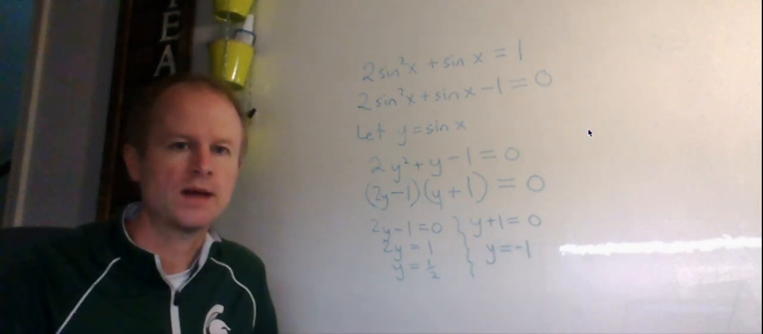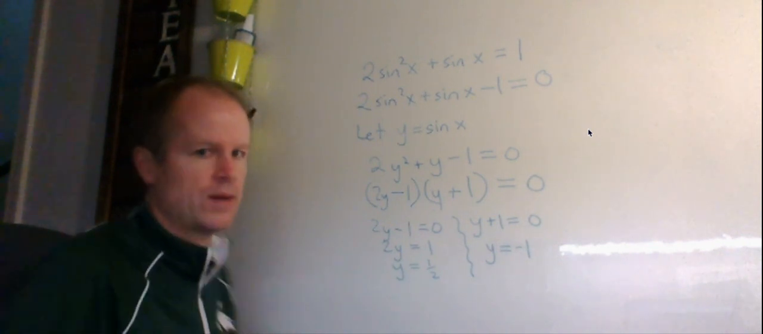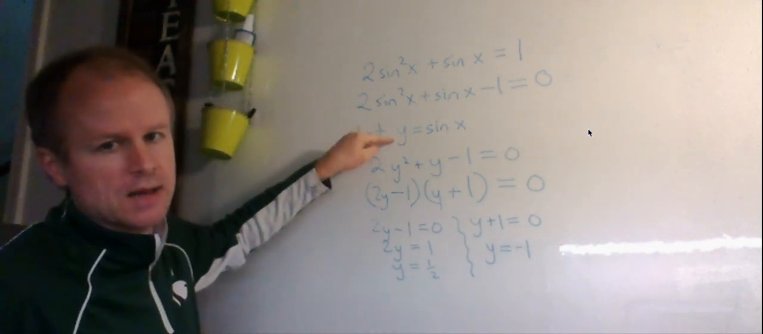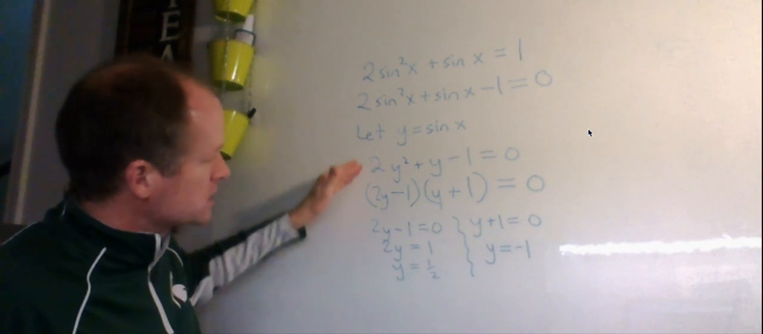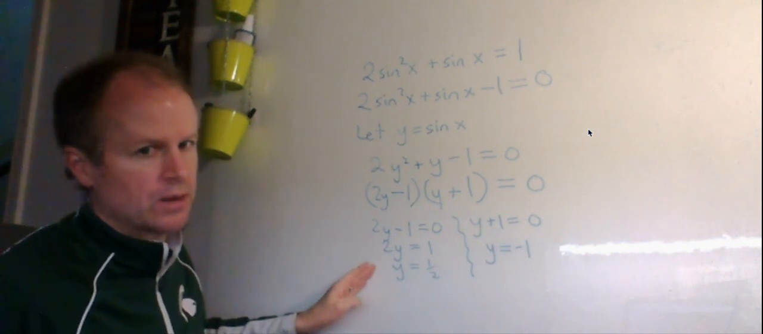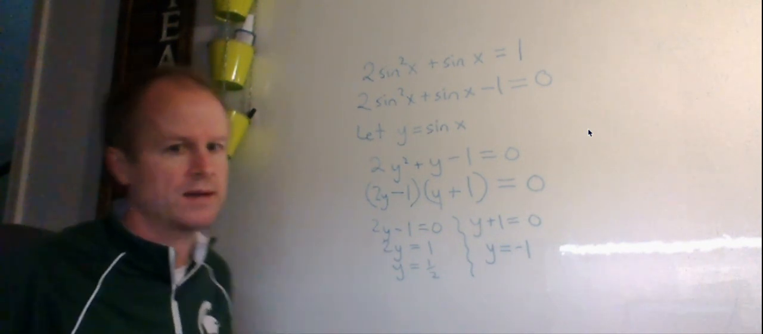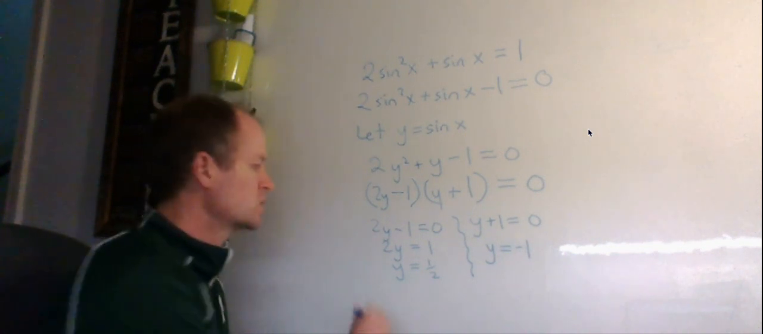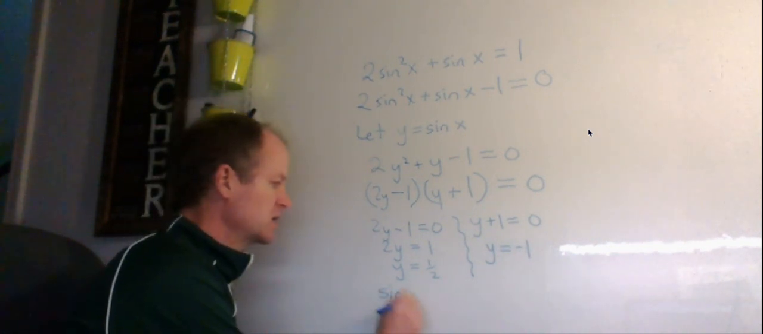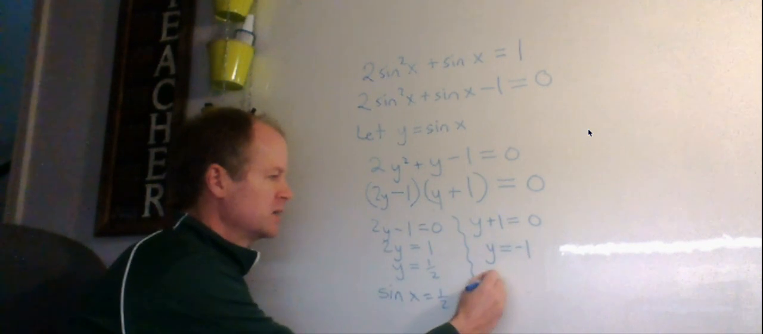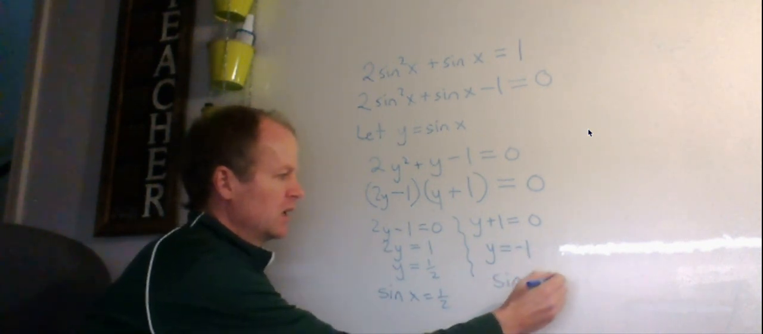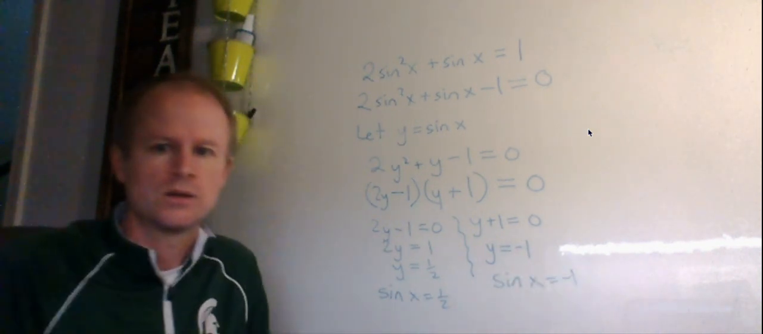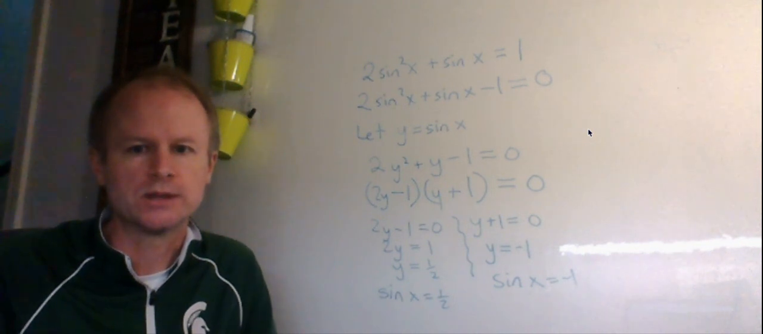Next, I know that y back up here is the same as sine of x. So all this time when I've been writing y, I could have been writing sine of x. I'm just writing y to make it easier to look at. So I'm going to change this to sine of x equals a half, and sine of x equals negative 1. So I have both those possibilities.